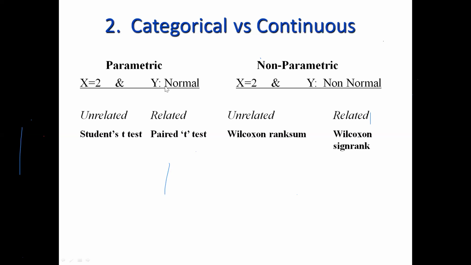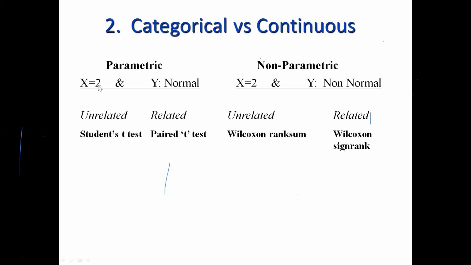Let us take an example. We want to compare male and female, whether there is any difference in BMI. BMI is numerical data, and we want to test it between two groups, male and female. If this type of scenario comes, then you have to see whether the groups are related or not. Are male and female related data or unrelated data? Unrelated data, because male and female are not related with each other.